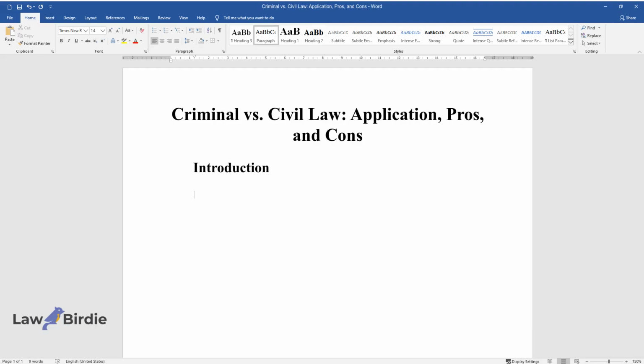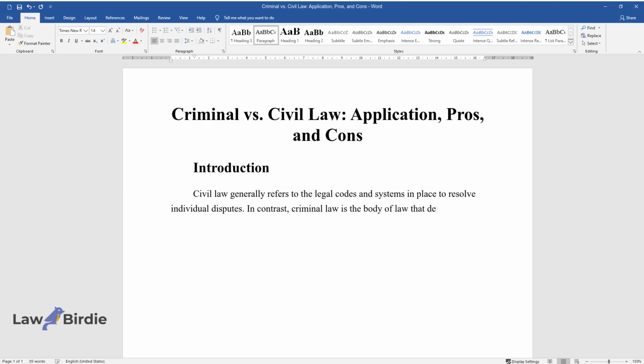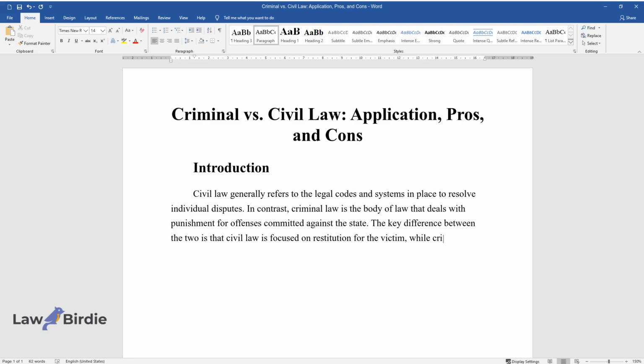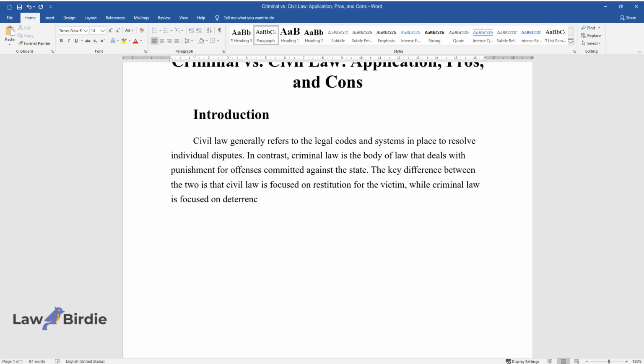Introduction. Civil law generally refers to the legal codes and systems in place to resolve individual disputes. In contrast, criminal law is the body of law that deals with punishment for offenses committed against the state. The key difference between the two is that civil law is focused on restitution for the victim, while criminal law is focused on deterrence and punishment for the offender.